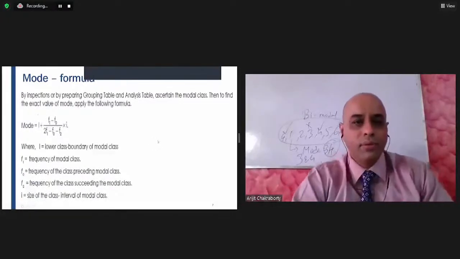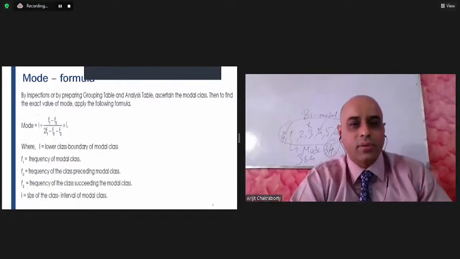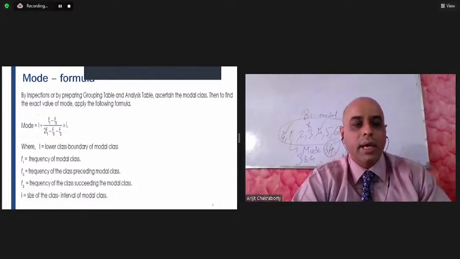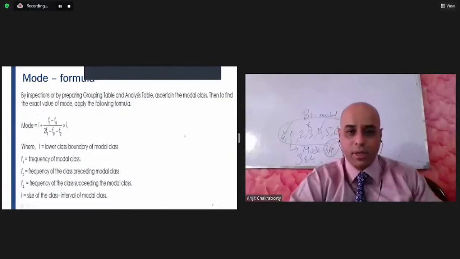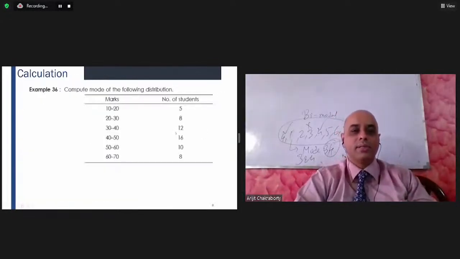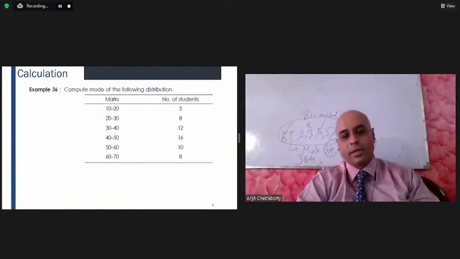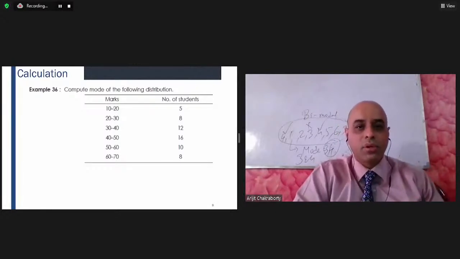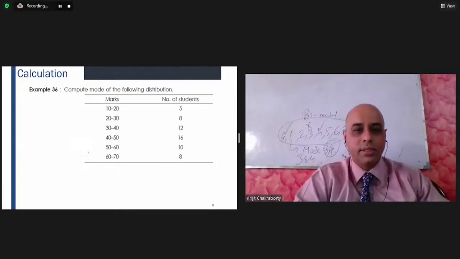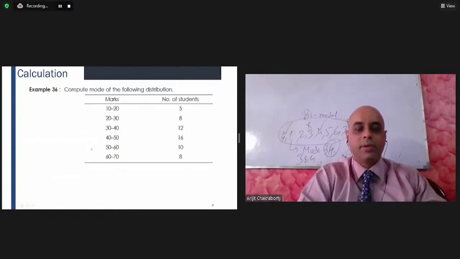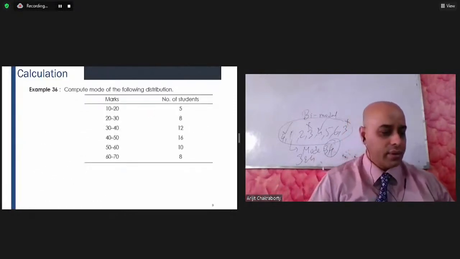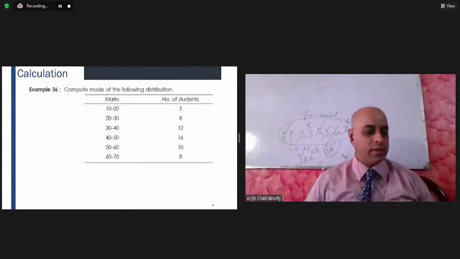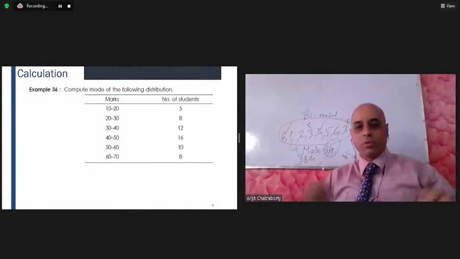Now the formula, we will first have a look at the formula, which you can see in the slide, and then we will do the practical through which we will understand and remember the formula. Okay, so here you can see, let us take the practical question first, and we will understand. Compute the mode of the following distribution. You can see the marks are given and you can see the number of students. Okay, so please try to do with me and then we will go into more questions.